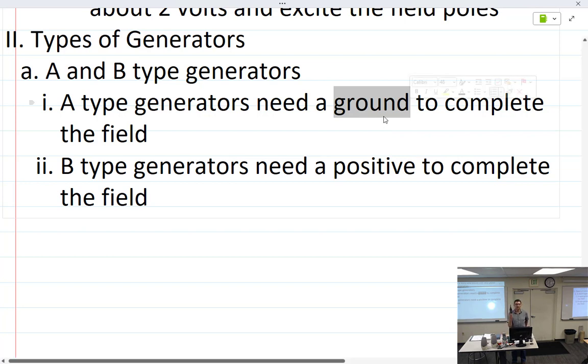This is a what? Armature. And it rotates inside of the generator. And what rides on the commutator? The brushes. Carbon brushes. All right. So you guys remember some stuff. So that's good. All right.